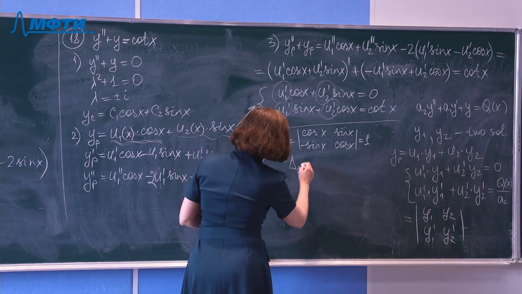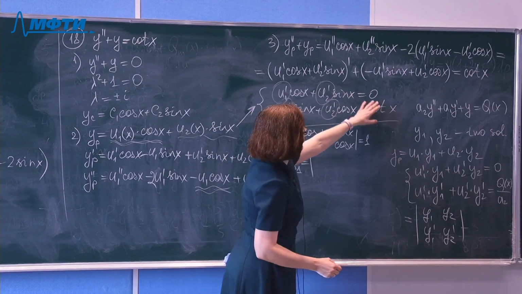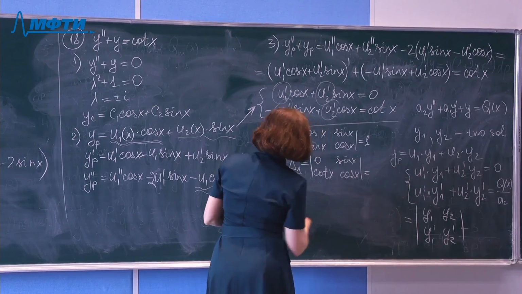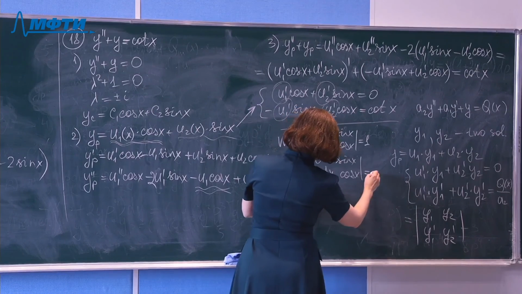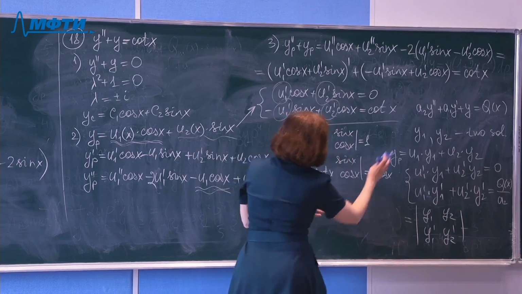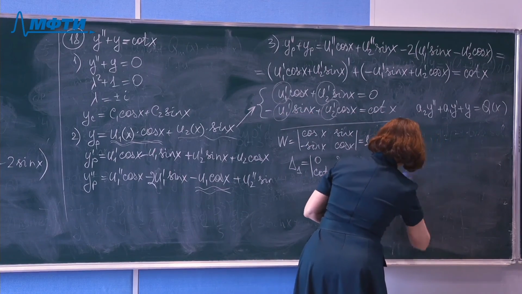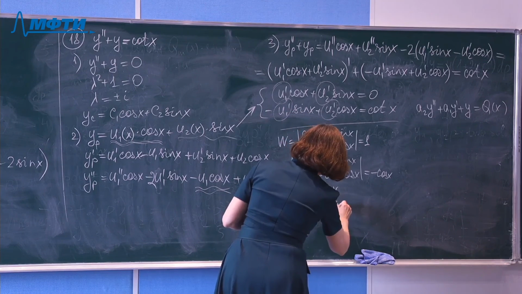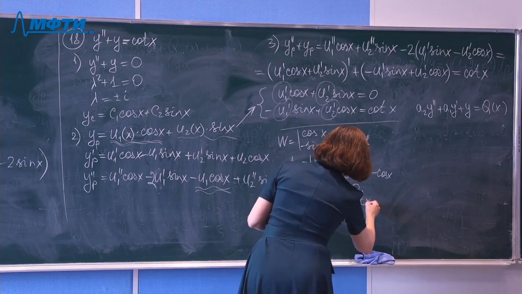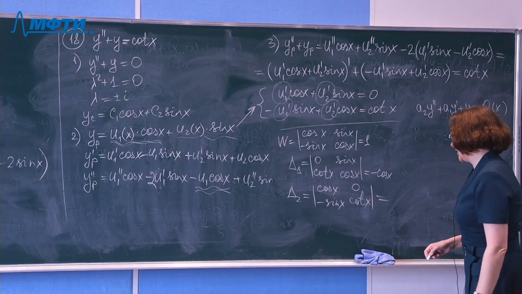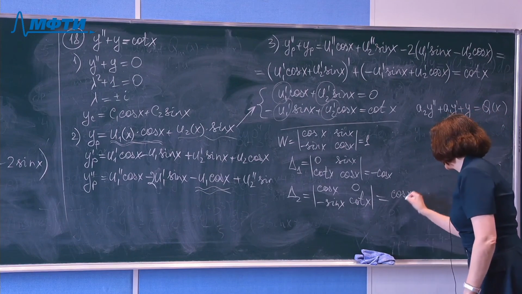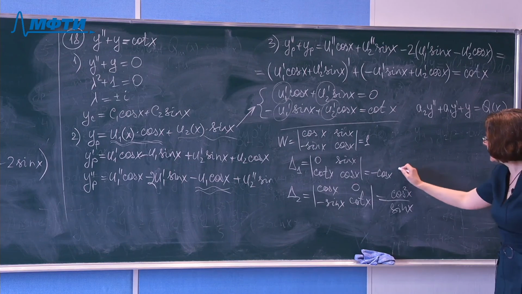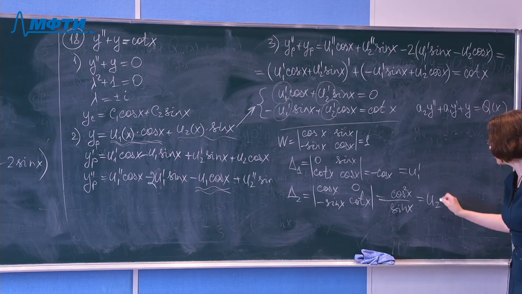And then for Cramer's rule, we need delta 1. We should replace the first column by the column of constant terms. It will be minus cos x. And delta 2 will be cos x, minus sin x, 0, cot x. It will be cos squared over sin x. So since the Wronskian is 1, then delta 1 is equal to u1 prime, and delta 2 is equal to u2 prime.